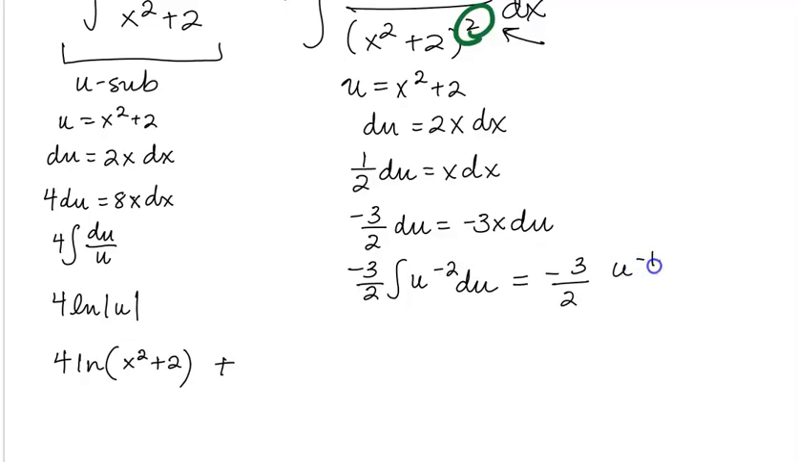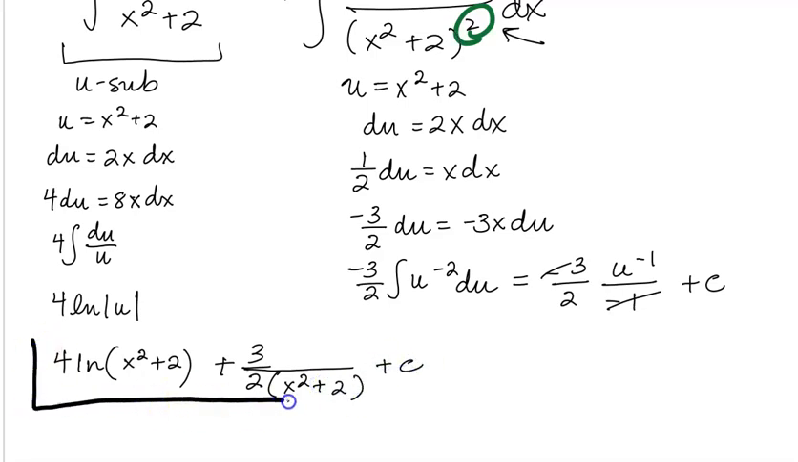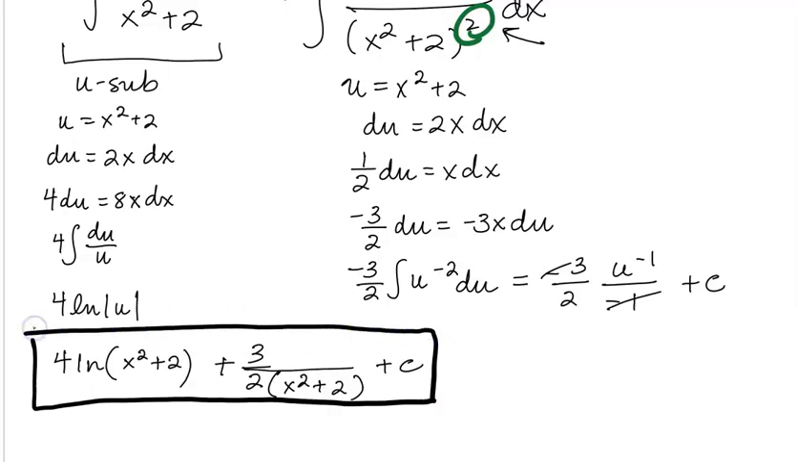which integrates to -3/2 u to the -1 divided by -1 plus c. So those minus signs cancel out, and that u to the -1 sends the u to the denominator. So we have 3/2 with u in the denominator. Remember that u was x squared plus 2. And then I will remember to add my constant of integration plus c. And then we have this expression integrated.